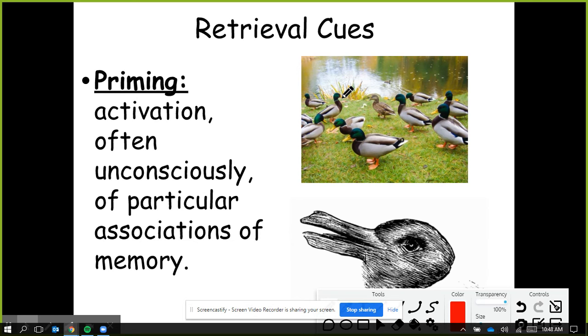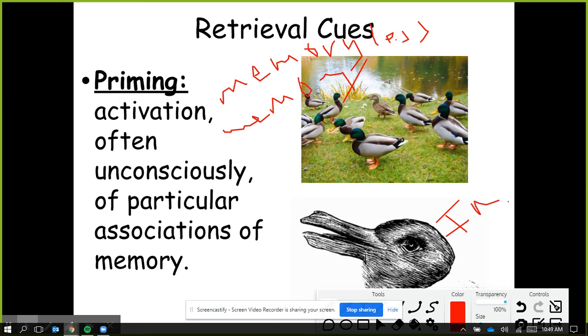Priming is oftentimes referred to as memoryless. It's a hard word to say, because it's implicit, meaning it's automatic and we don't necessarily realize that we are doing it.